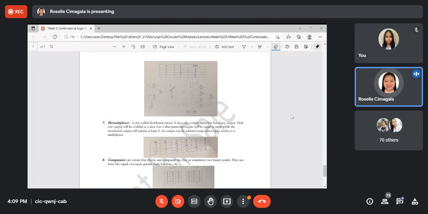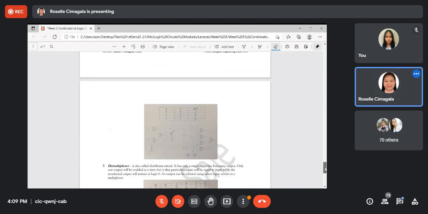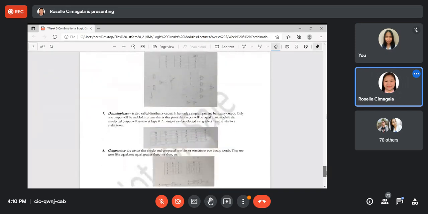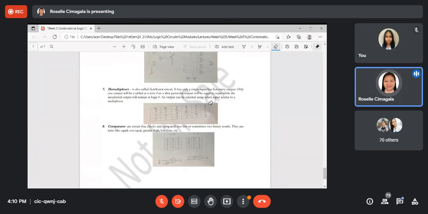This one has 2 inputs, this one has 3 inputs. And then the opposite of that is the data distributor, or the demux. Instead, its selector takes the place of the multiplexer's input. They are opposites of each other. Its purpose is that it has only one single input line but many outputs.